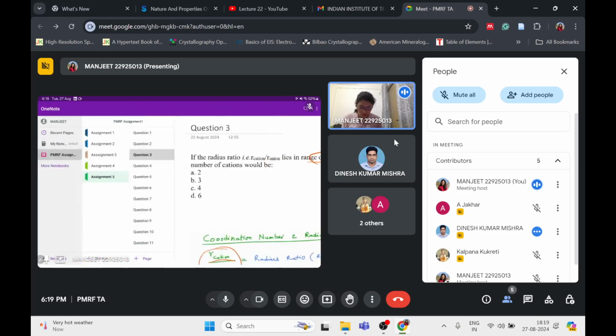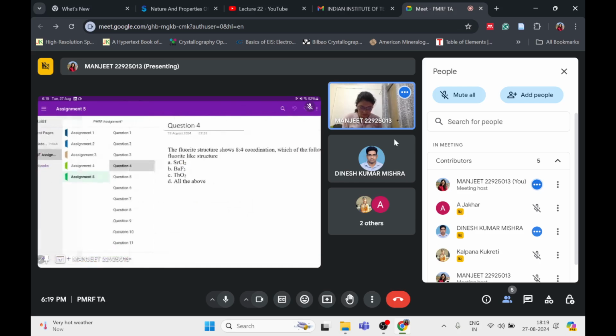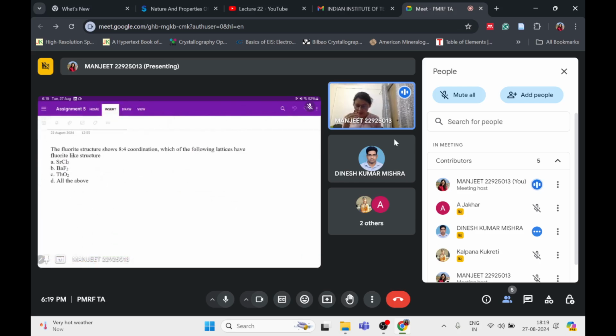Okay, let's move to question number 4. The fluorite structure shows 8:4 coordination. Now they have the coordination numbers in the ratio 4:3. Which of the following lattices has the fluorite-like structure? There are three options given, and you have to find which of the following lattices has the fluorite-like structure. Now the 8:4 coordination is already given, so we can find out the bond strength.